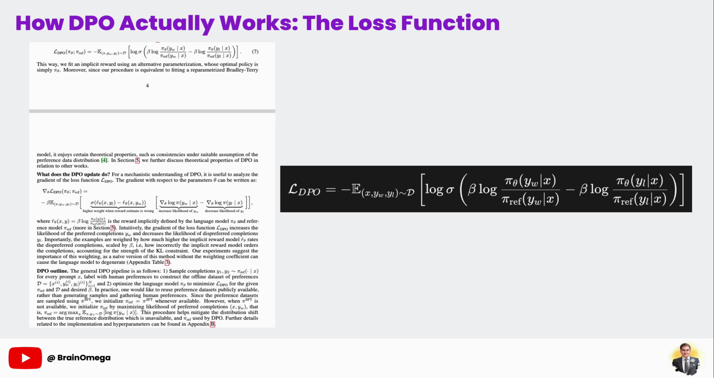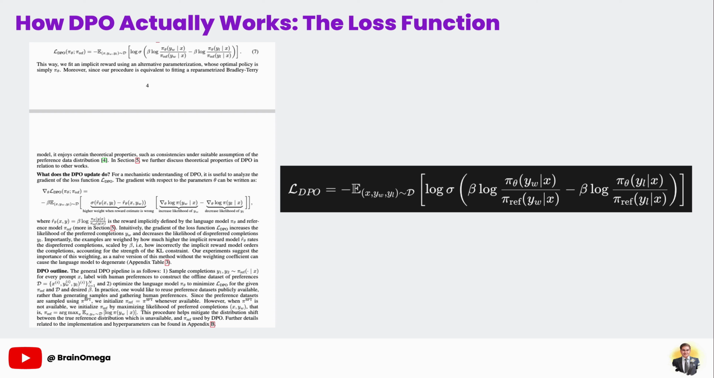So, how does it do this? Let's look at the DPO loss function. It might look intimidating, but the idea is incredibly intuitive. For every training example, you have a prompt, a preferred response, y_w, and a rejected response, y_l. The DPO objective is to maximize the likelihood of the preferred responses over the rejected ones.